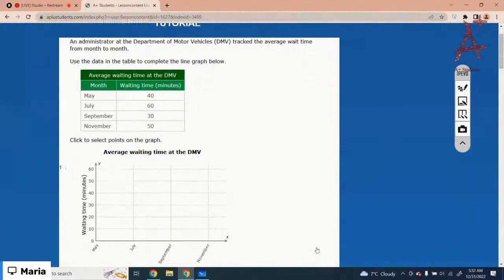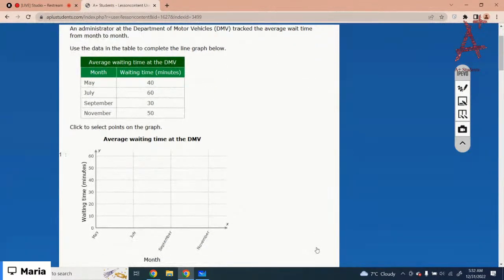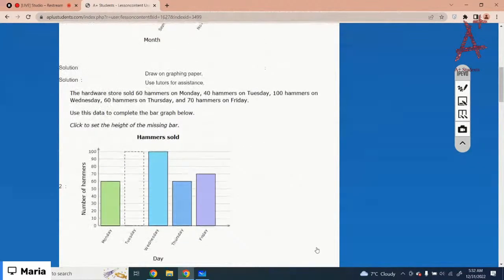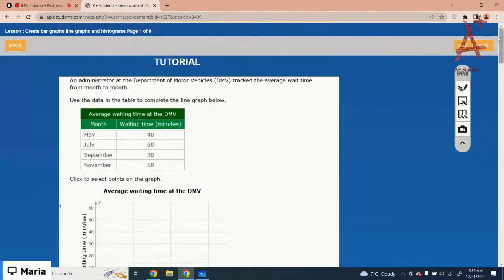Okay, let's start with an example. An administrator at a Department of Motor Vehicles tracked the average wait time from month to month. Use the data in the table to complete the line graph below. So basically, we have to make the line graph of the given data. In May, they have 40, and in July they have 60 waiting time. In September, they have 30, and in November, they have 50. So you have to plot the points on the graph. Got it? Let's start with the example so that we can plot the graphs.